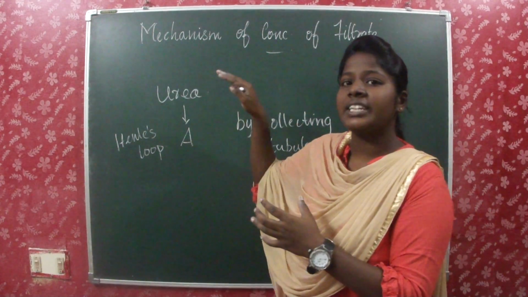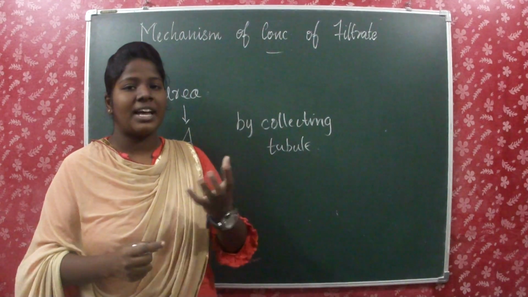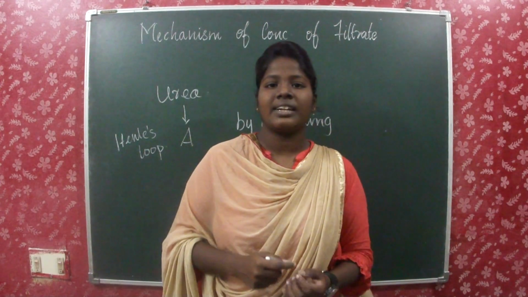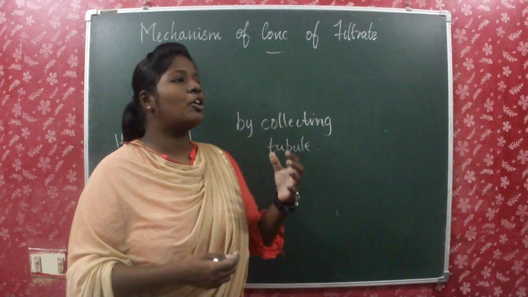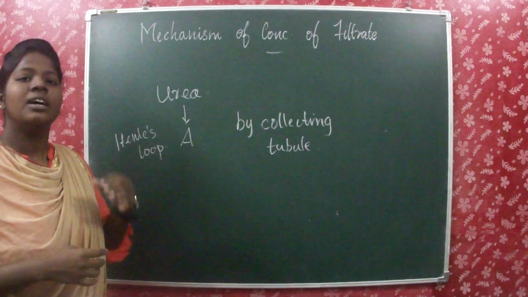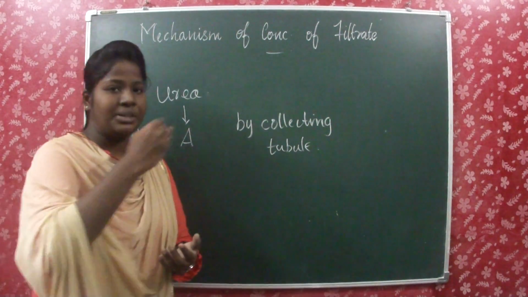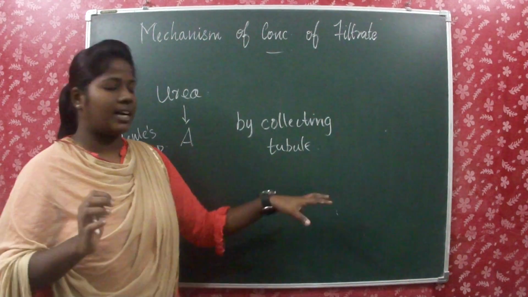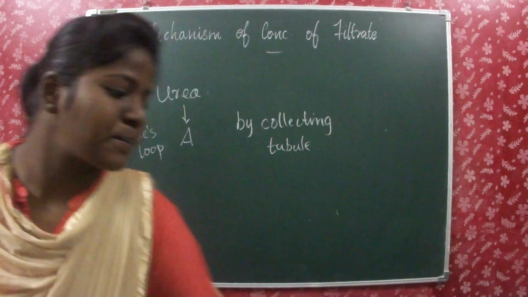That is, the transportation takes place by the ascending limb of Henle's loop, whereas the exchange takes place in the descending limb of vasa recta, and the return to the interstitium takes place by the ascending limb of vasa recta. Whereas if we take urea, it enters into the ascending limb of Henle's loop, and it too is finally transported to the interstitium by the collecting duct, or collecting tubule.